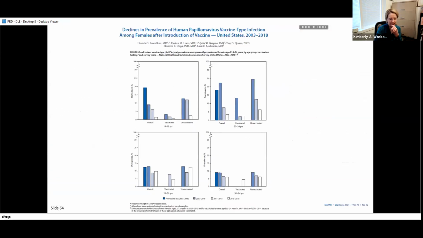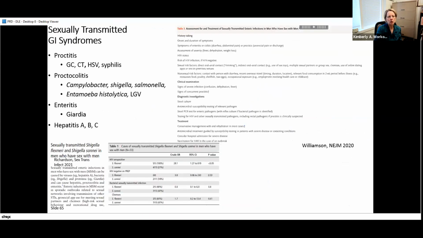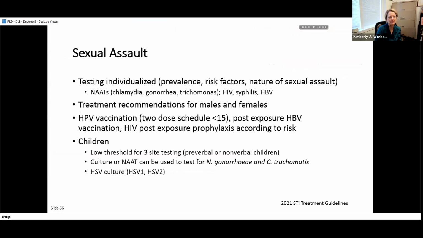This just shows, from the MMWR, a decrease in HPV after the introduction of vaccines, a really nice MMWR. So to end with, again, think about your sexually transmitted GI syndromes: proctitis, proctocolitis, enteritis, and hepatitis A, B, and C. That's really important. And then assess for sexually transmitted empiric infections. A very nice paper was published last year in the New England Journal talking about what you should do and how you should think about this.